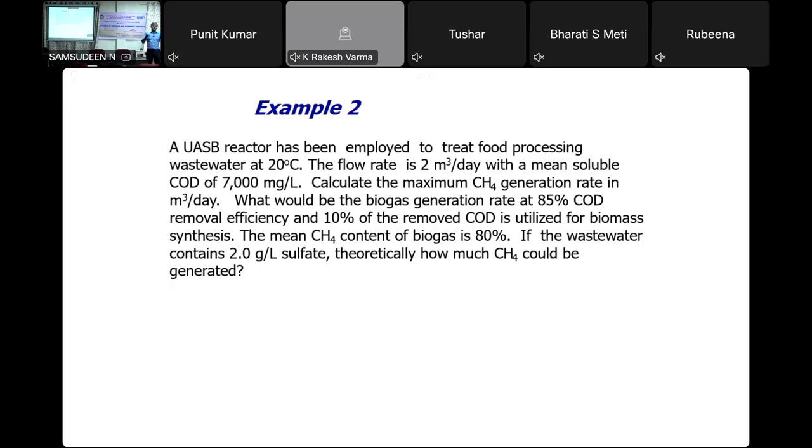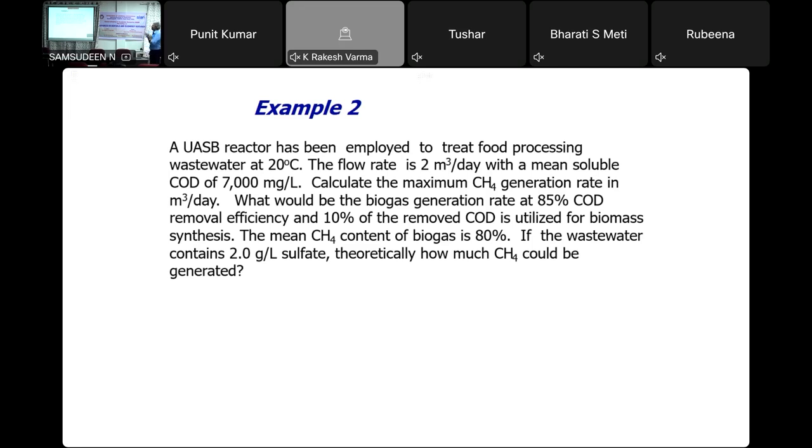Okay, input of this much COD you're putting in a digester. The efficiency of digester, 85% removal of COD, right? 10% of that is going to make more cells. And then how much methane you're going to produce theoretically. And in the scenario, if you have a sulfate in your waste stream, then the sulfate reducing bacteria are going to compete with your carbon. How much methane will be reduced in the presence of sulfate and the activity of sulfate reducing bacteria competing with methanogenic bacteria for the same substrate. So that's what this question is, okay?